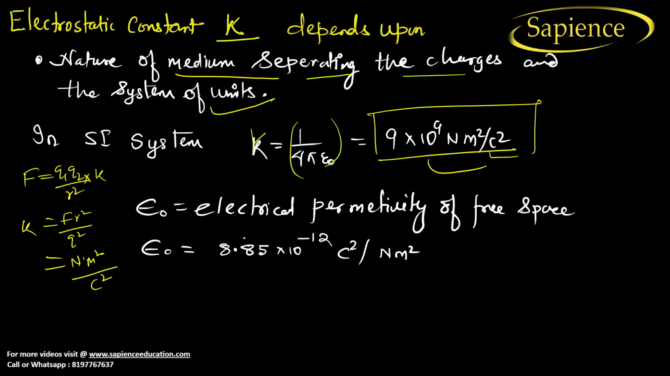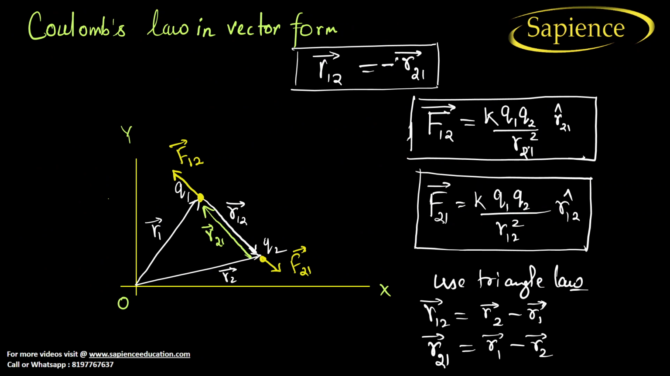Now, the most important thing, what is E naught? E naught is the electrical permittivity of free space. Okay, and E naught has the value 8.85 into 10 to the power minus 12 Coulomb square per Newton meter square. I hope you have understood this.